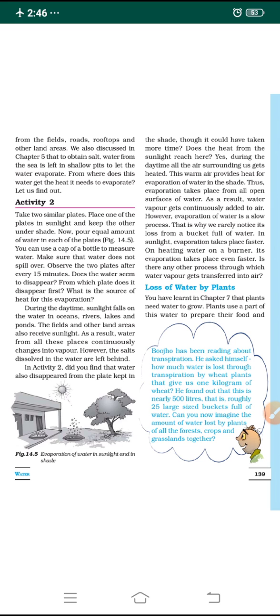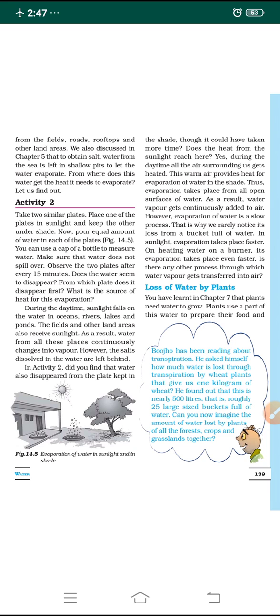We also discussed in chapter number 5 how to obtain salt. Water from rivers, seas and oceans is left in shallow pits. We let the water evaporate for a few days. The water gets evaporated and the salt is left behind. From where does this water get the heat it needs to evaporate? That is from the sunlight.